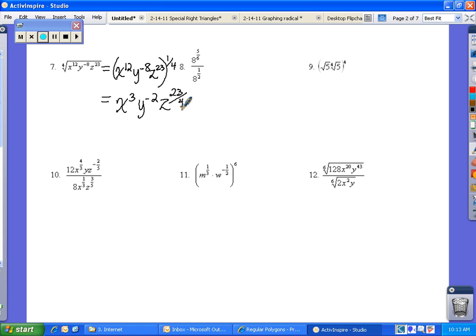Okay, you could leave it like that. The 23 over 4, I'm sorry, you could not leave it like that because you do have a negative exponent. So you would need to rewrite this as x cubed. You could rewrite the z to the 23 over 4 as the fourth root of z to the 23rd, or you could leave it as 23 over 4. But you would need to move the y to the negative 2 to the bottom to become y squared. So that should be your answer.